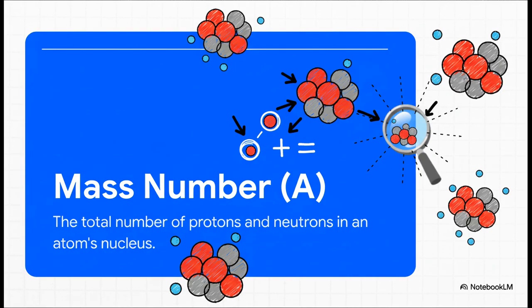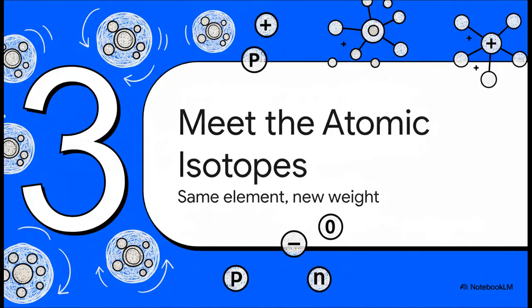Okay, so what about the weight? For that, we look at the mass number, or A. And this is super easy. It's just the total number of heavy things in the nucleus. So you just add up the protons and the neutrons. That's your mass number.